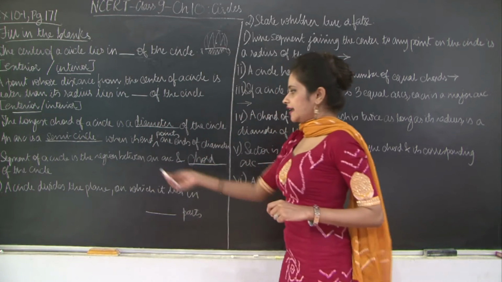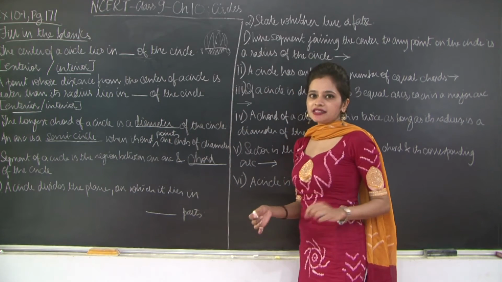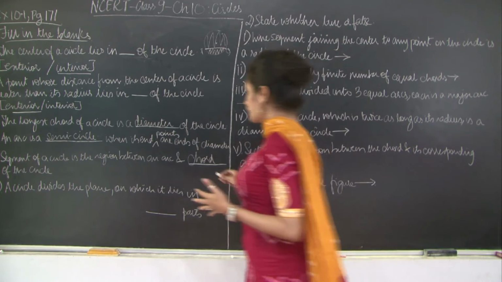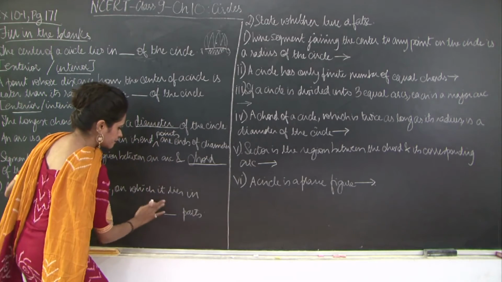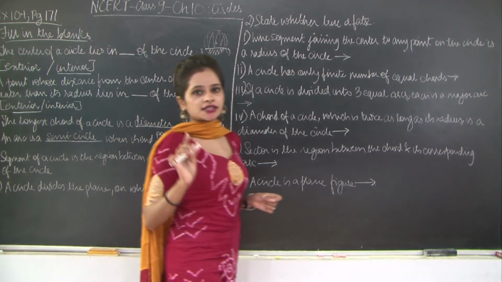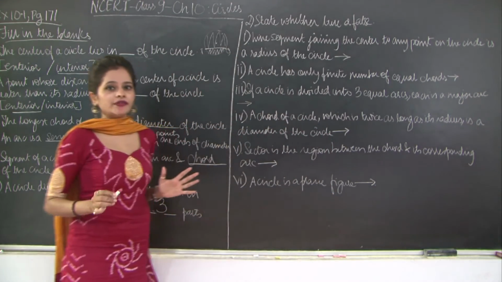right? And a circle divides the plane on which it lies into how many parts? We learned in the beginning of the chapter that it divides it into 3 parts, which are the interior, the circle and the exterior. And the circular region is made up of the first 2 regions, which are the interior and the circle, right? So I hope you are clear with the fill in the blanks.